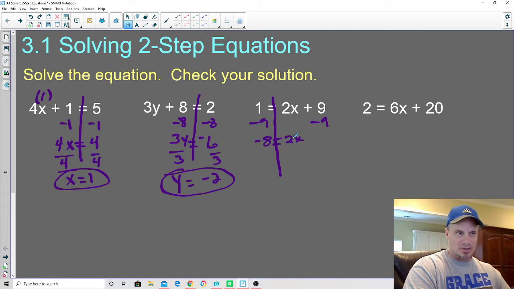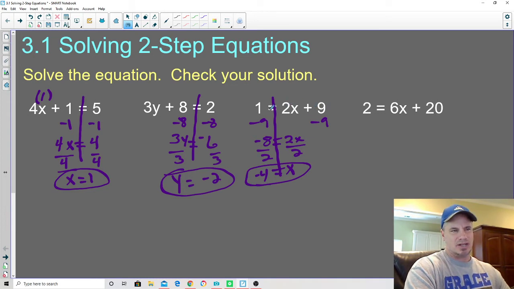Last step is the opposite of what this is. It's multiplication by 2, so you divide by 2. Divide by 2, you get x equals negative 4, and you're done. To check, 2 times negative 4 is negative 8. Negative 8 plus 9 is 1. It works.